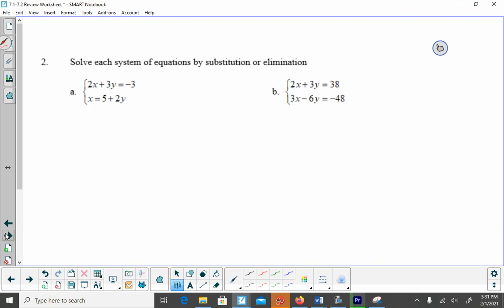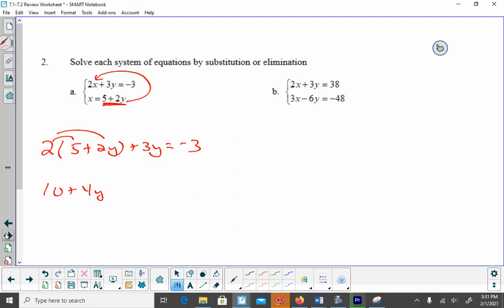Okay, number 2, solve each system of equations by substitution or elimination. A is set up very nicely to do substitution, since I already have x is equal to something. I'm going to take this 5 plus 2y and substitute it in for that x. I'm going to have 2 times the quantity of 5 plus 2y plus 3y is equal to negative 3. I'm going to distribute my 2, and I'm going to have 10 plus 4y plus 3y is equal to negative 3. Combining like terms, I'm going to have 7y plus 10 is equal to negative 3.